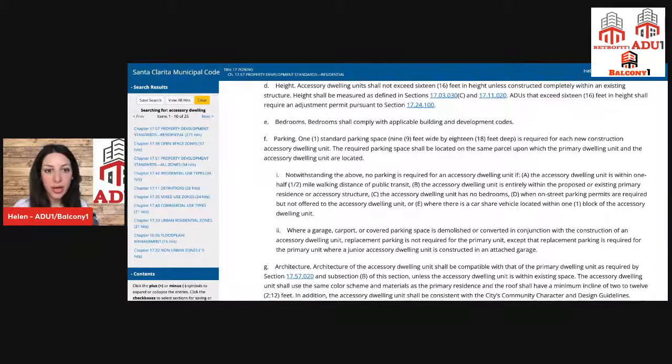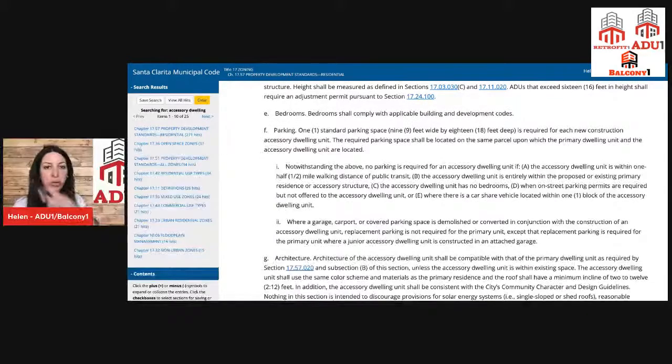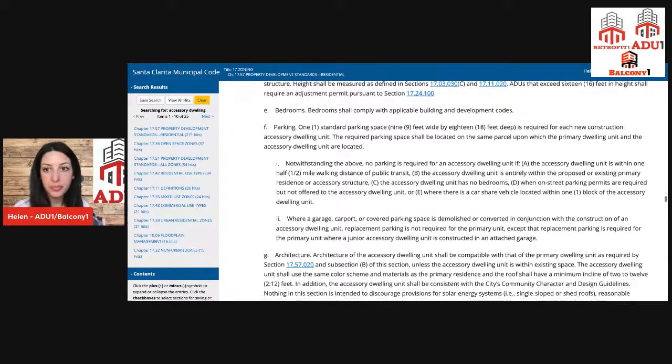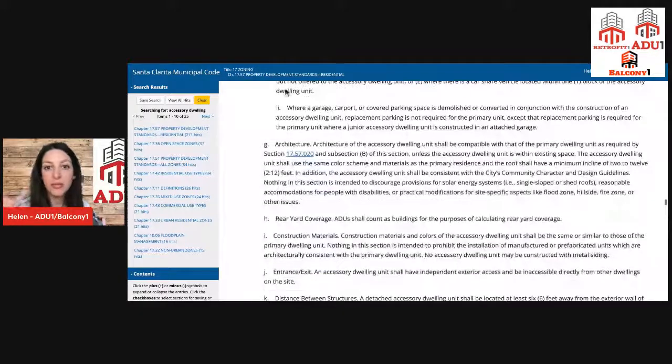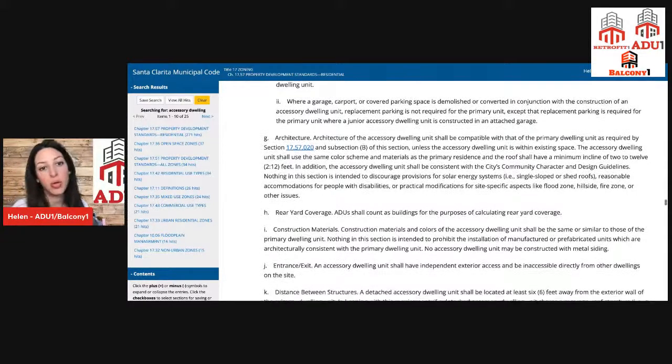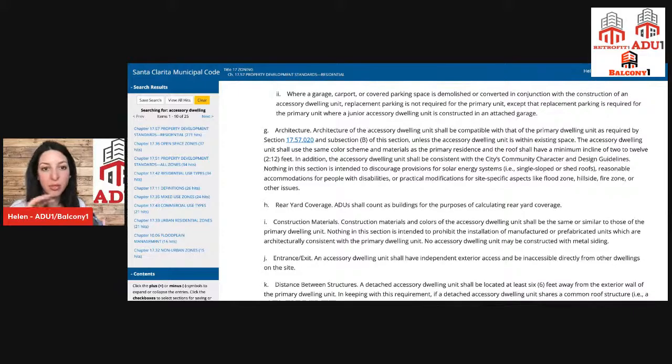Let's see. The same with the parking. You don't really have to worry about the 1 parking spot if you meet these exemptions, which is if your building or home is within a half mile of public transit, you do not have to add any parking. And if you are converting a garage or carport for the purpose of an ADU, you do not have to replace that parking. Architecturally speaking, as usual, they want it to be compatible with the existing home or building, which we will always design to be cohesive.